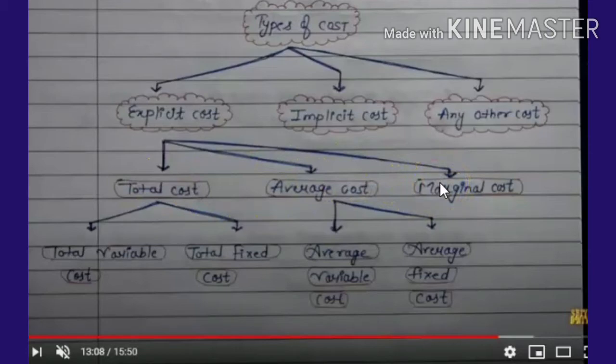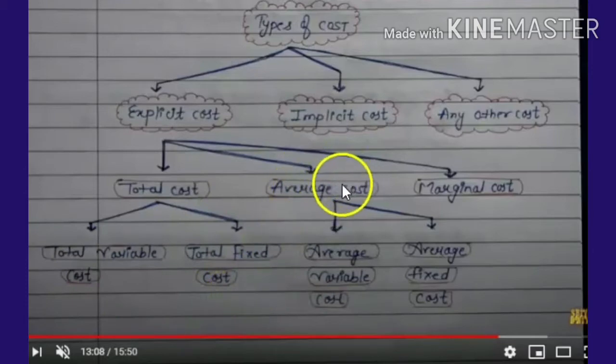Likewise, you had studied total product, average product, and marginal product. The cost has also been divided into three: total cost, average cost, and marginal cost. Then the total cost has been divided into two: the cost paid for the variable factor, that's total variable cost, and the cost paid for the fixed factor, that's total fixed cost.